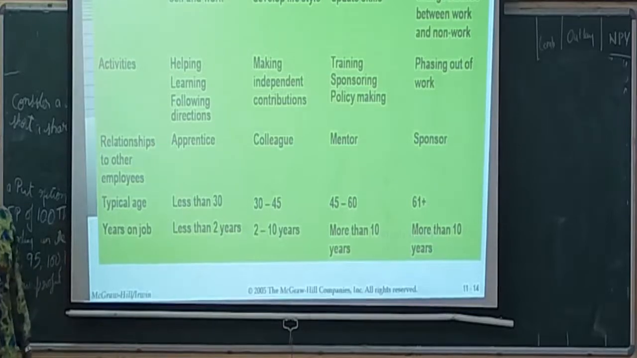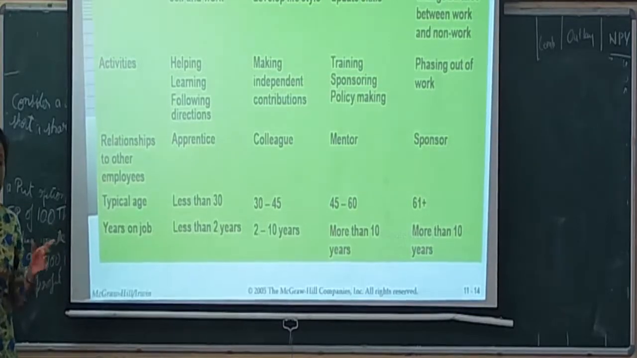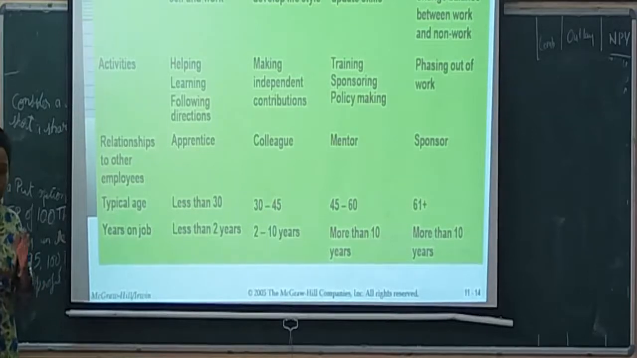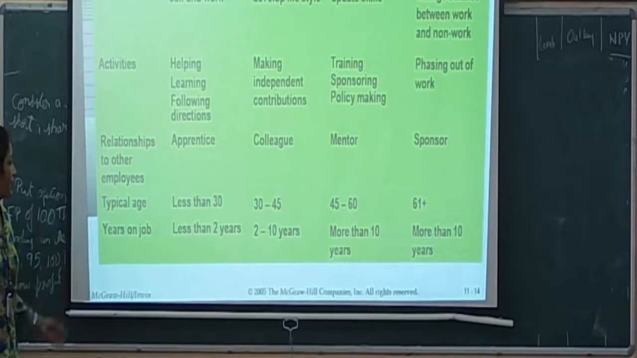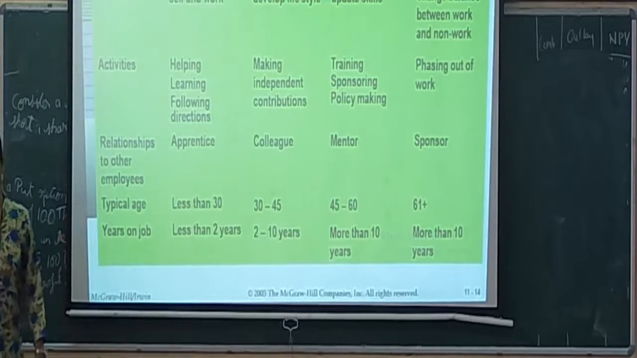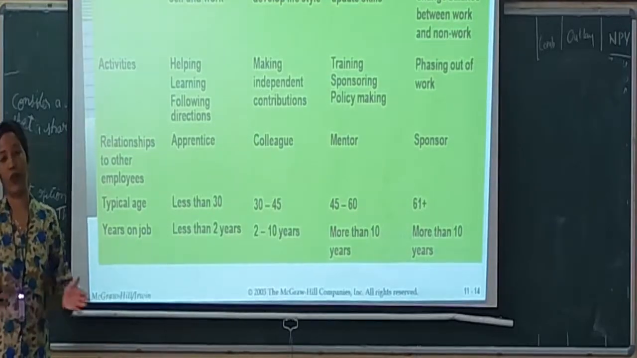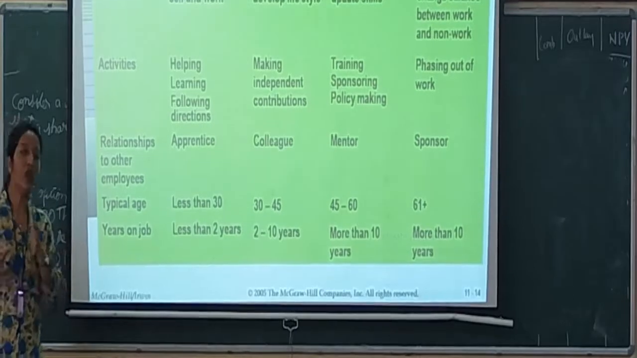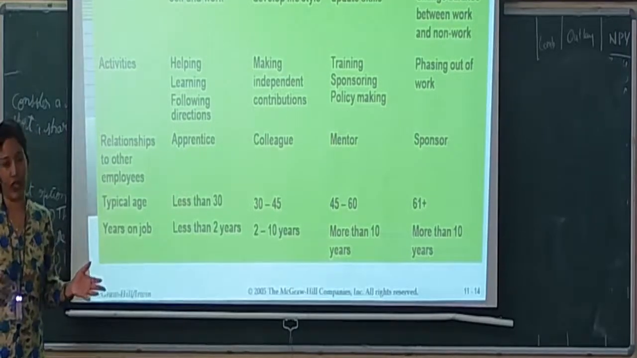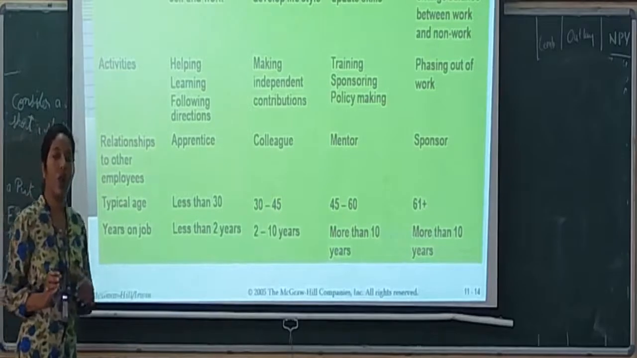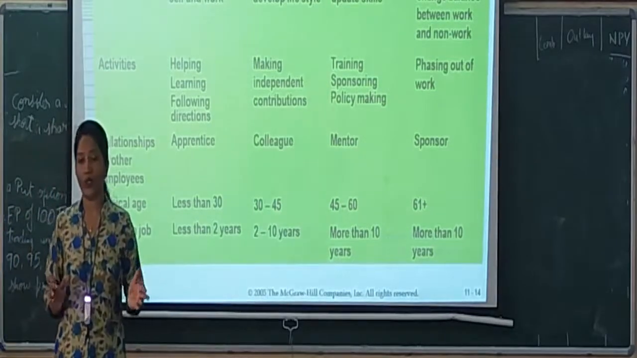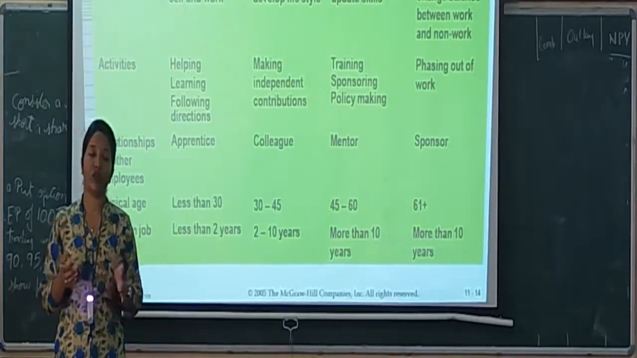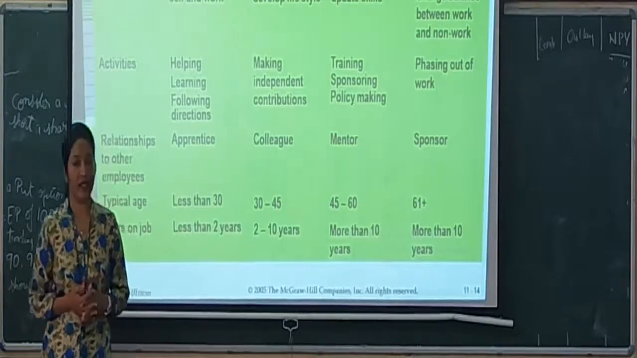The typical age that they fall into in this particular stage is between 45 to 60 years, and years of job that they spend in this particular stage is more than 10 years, where they want to remain stable in an organization without moving from one job to another job, or from one organization to another organization. They are looking forward to more stability and certainty.